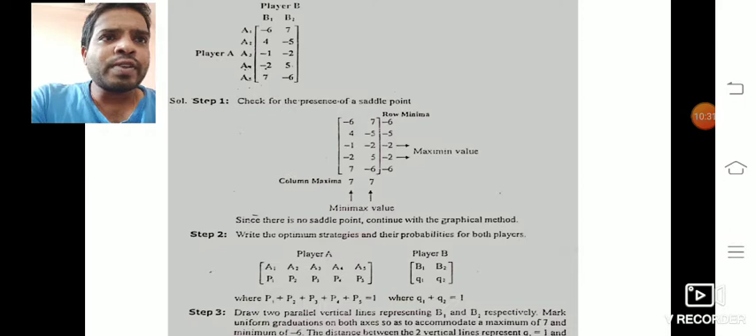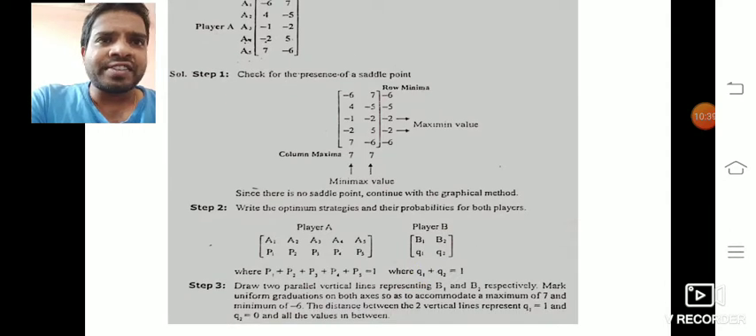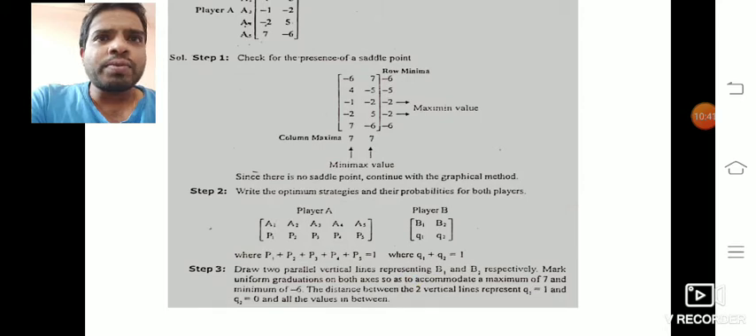Here the maximin value is -2 and the minimax value is 7, so both values are not equal, so the saddle point does not exist. Next, go for writing the optimal strategies here. For player A, A1 to A5, write down the probabilities P1 to P5.